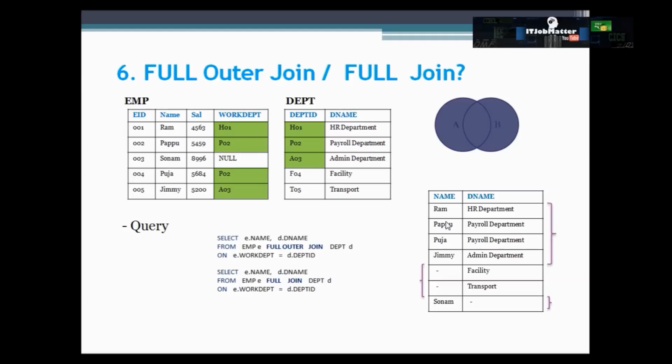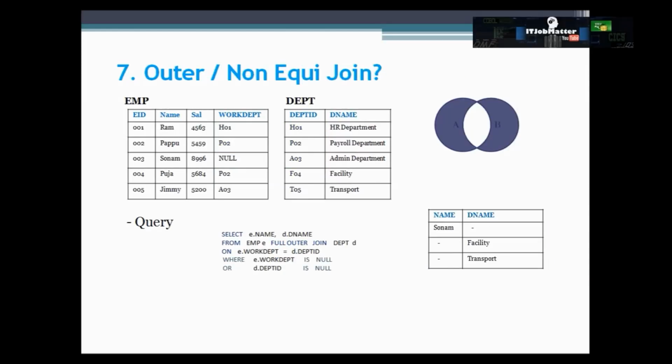Now as it is a full outer join, you can see this employee does not have any matching row in the department table. Still it is coming in the result set, and for the missing value of department name null is coming, and these two departments do not have any employee in the employee table. Still they are coming in the result set, and for the missing value of employee name null is coming.